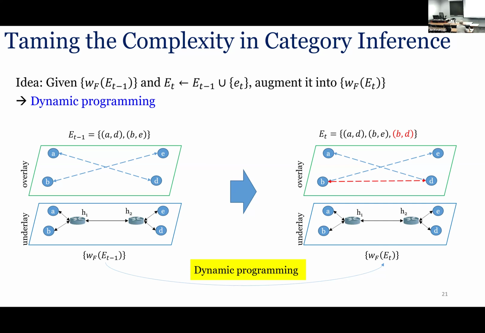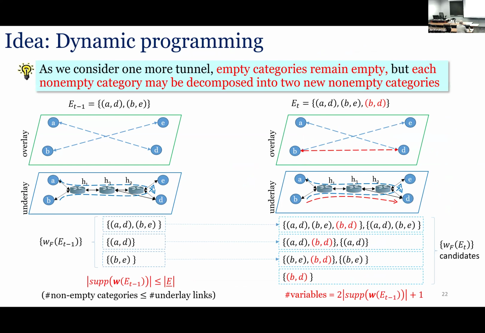Dynamic programming. And the gist comes back to the definition of category. So category is a partition of the link space based on how they are traversed by the paths. Here, the paths are tunnels, right? For example, if initially I only consider these two tunnels, A to D, B to E, then these two underlay links are going to belong to the same category, right? Because they're traversed by both of the considered tunnels.